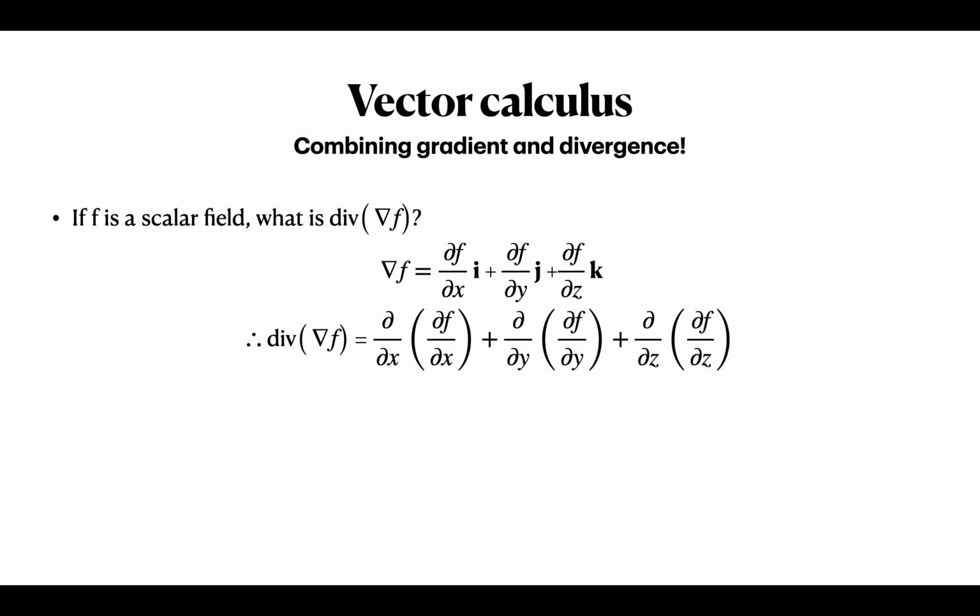By definition, those two lines there are by definition. The gradient of f is that by definition, and then the divergence of the gradient of f is by definition that. And that combination there, ∂²f/∂x² plus ∂²f/∂y² plus ∂²f/∂z², is called the Laplacian of f.